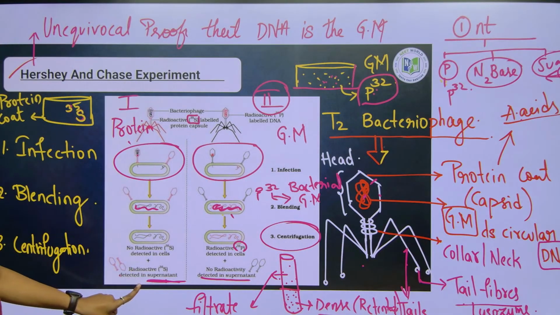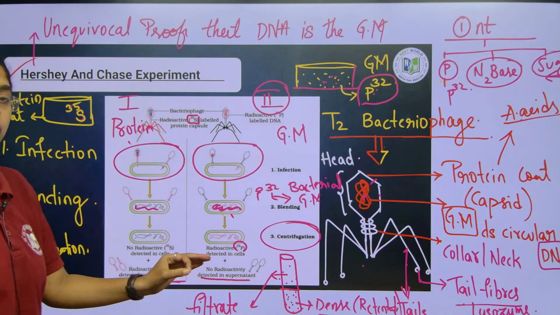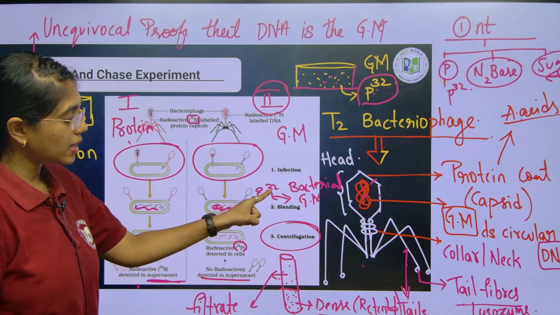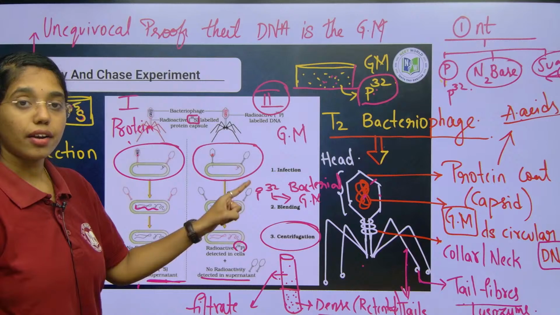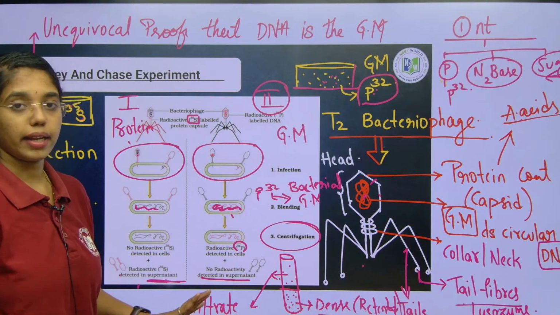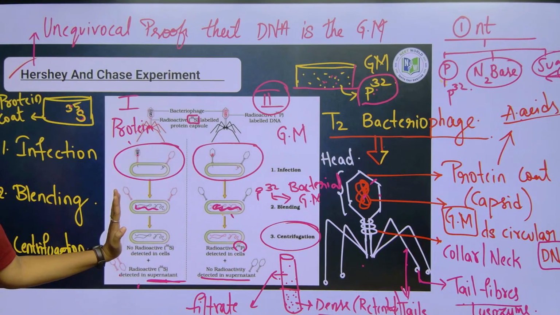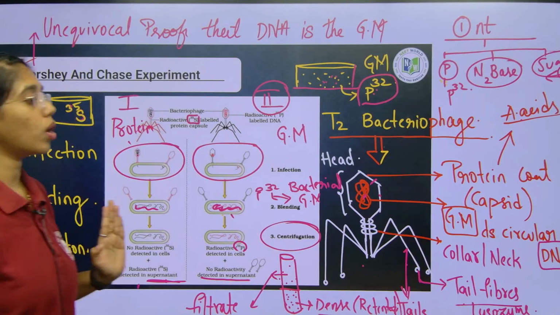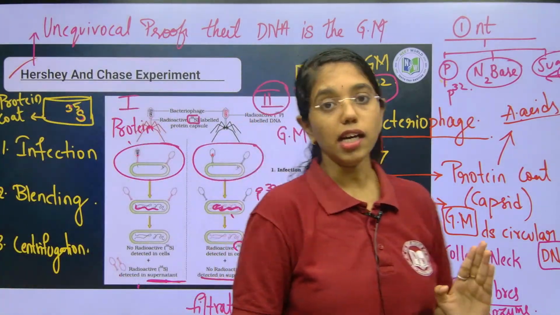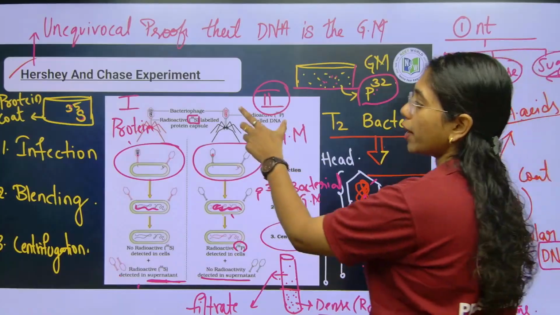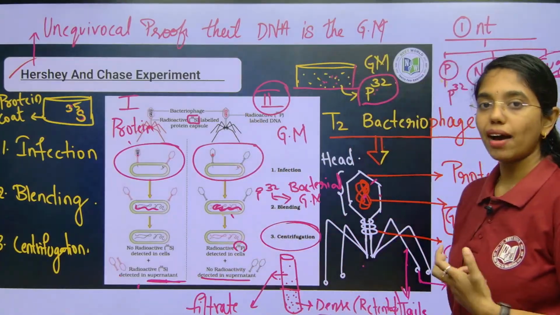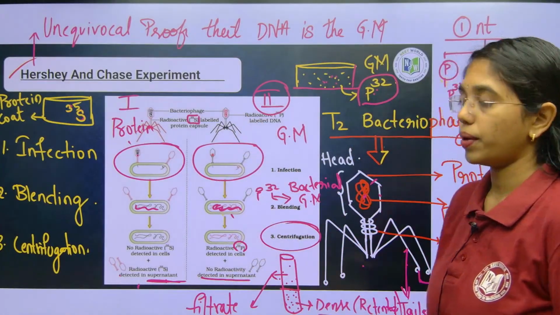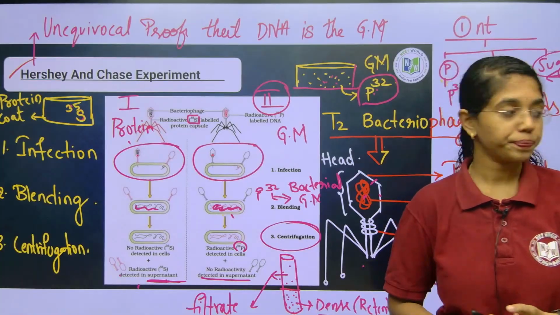But here in the first phase, radioactivity is present in the supernatant, that is S35. With this, it is proved that it is the genetic material which is transferred into the bacteria, but not the protein coat. This has given the unequivocal proof that DNA is the genetic material. Once you go across the complete experiment, if you have any doubts, please put them forward. I will answer your doubts.